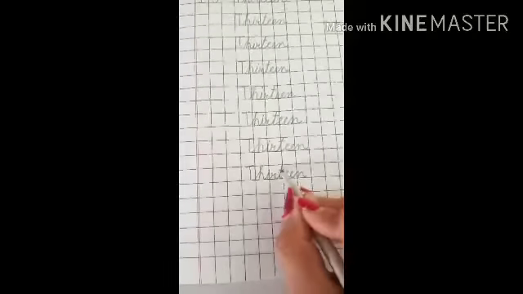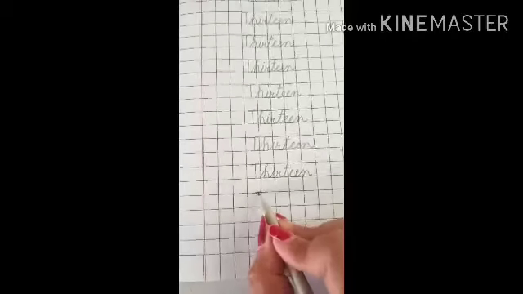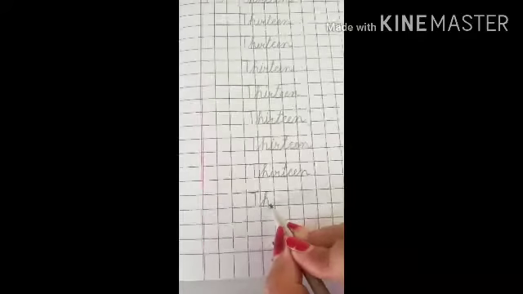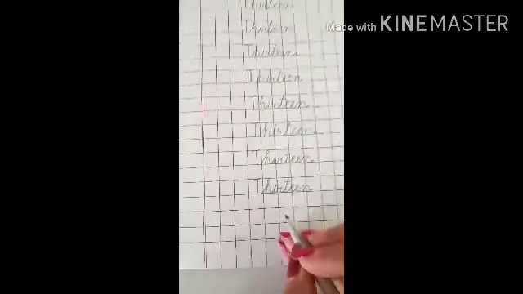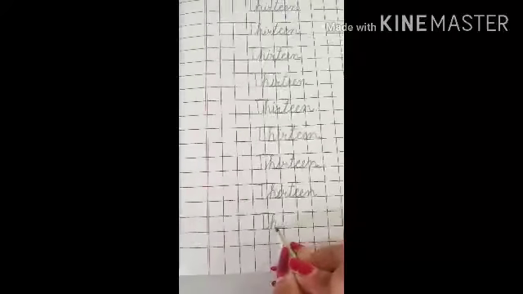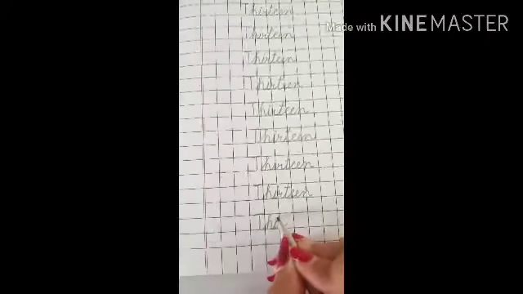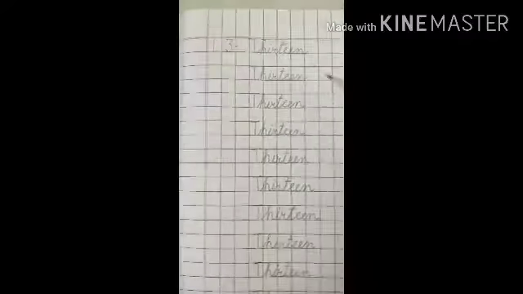T-H-I-R-T-E-E-N, 13. The spelling of number 13 is T-H-I-R-T-E-E-N, 13.